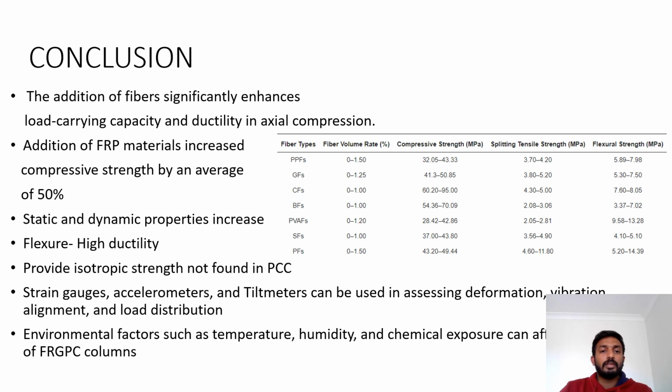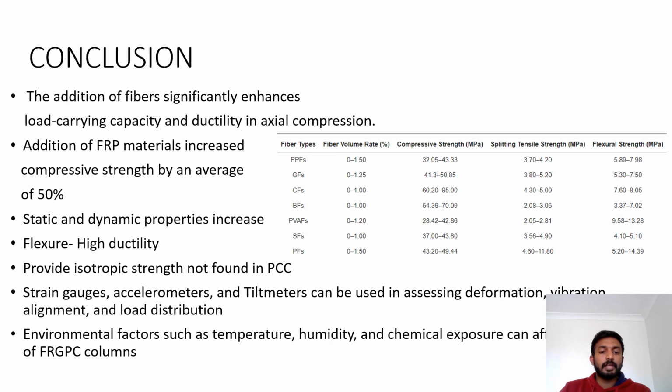So we concluded that the addition of fiber significantly increases the load bearing capacity and the ductility under axial compression. Addition of FRC material increases the compressive strength by an average of 50%. There is an increase in static and dynamic properties. The flexure and high ductility are also being observed.